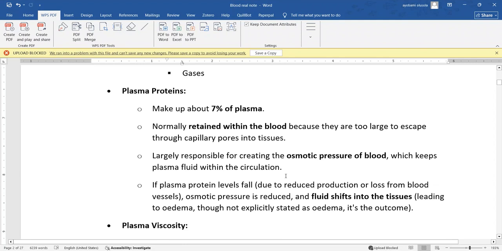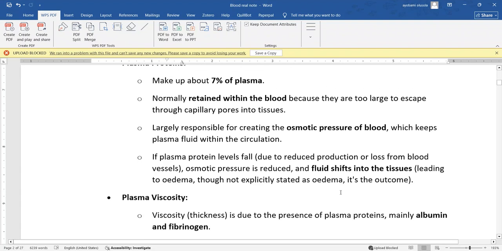So let's talk about plasma proteins. Proteins make up about 70% of plasma, and they are responsible for the osmotic pressure of the blood. And this osmotic pressure is what keeps plasma fluid within the circulation. Now, if plasma protein levels reduce due to reduced production by the liver or loss from blood vessels, osmotic pressure reduces. And when osmotic pressure reduces, fluid shifts into the tissues, which is what we know and refer to as edema.